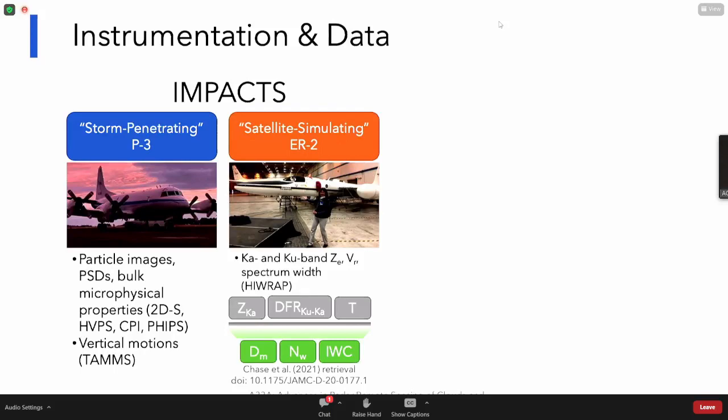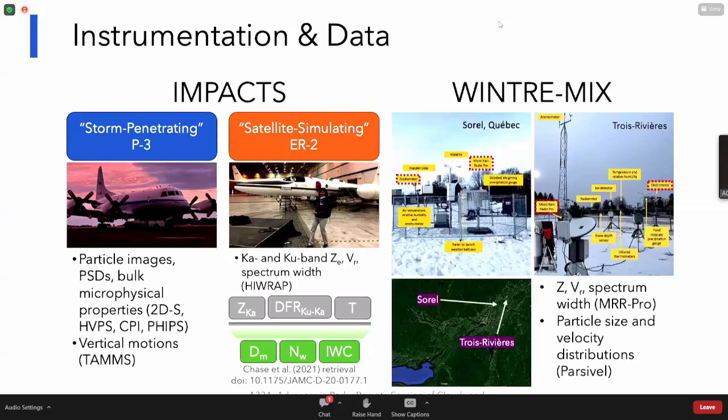So that's very helpful. And then lastly, piggybacking on our sister project, Wintry Mix, which was operating in the Quebec area north of the St. Lawrence Valley, using data from two sites where our ER2 and P3 were doing coordinated flights. For the interest of time today, I'll just be showing some results from the micro rain radar at the Sorel site.